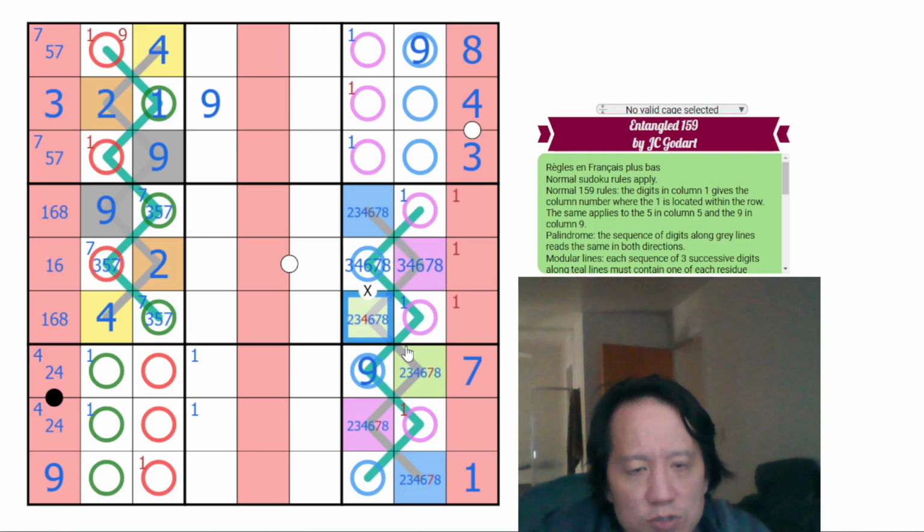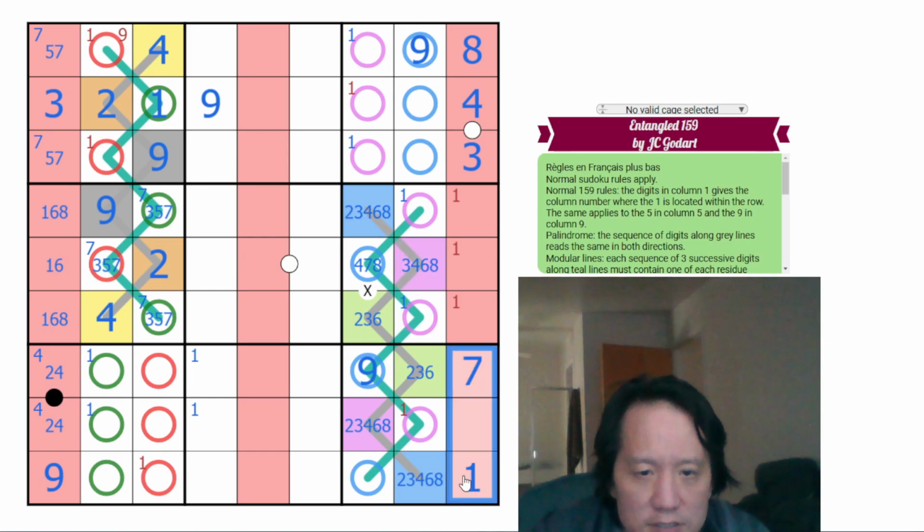This can't be 2, so this can't be 8. This can't be 4, so this can't be 6. This can't be 7, so this can't be 3. So we have 2, 3, and 6. This can't be 7. This can't be 7. None of these can be 7. Ah, we have a contradiction. Yes, this is 7 and 1.